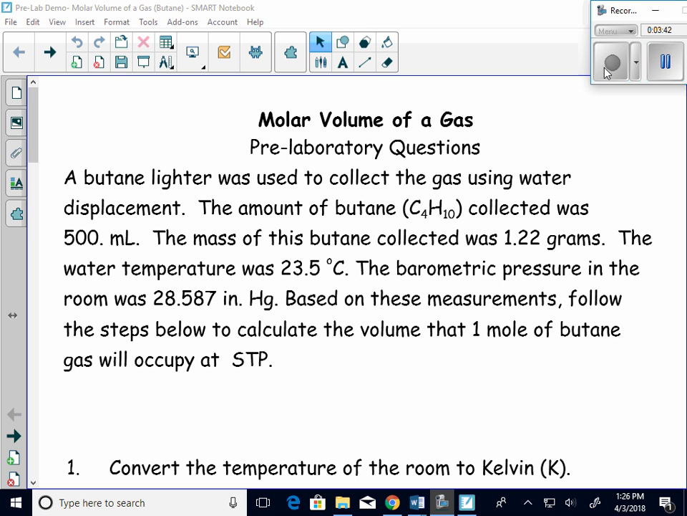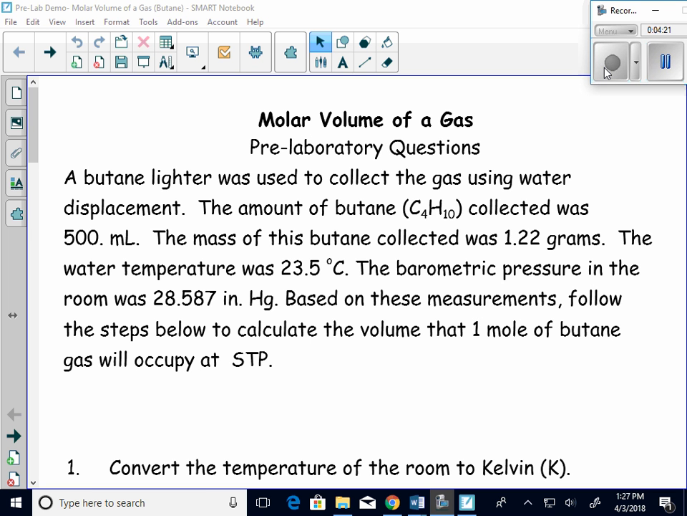The mass of the butane collected was 1.22 grams. What I did is I took the mass of the lighter beforehand, collected the gas, and then took the mass of the lighter again after it dried. The water temperature was 23.5 degrees Celsius. That's going to come into play when I need my chart. The water temperature was 23.5 degrees Celsius.